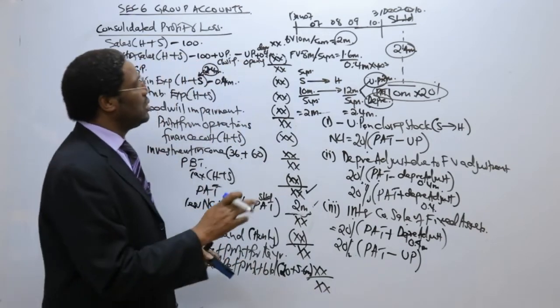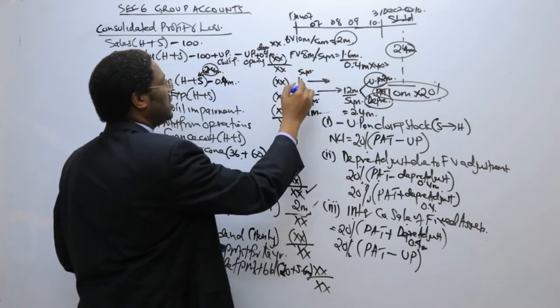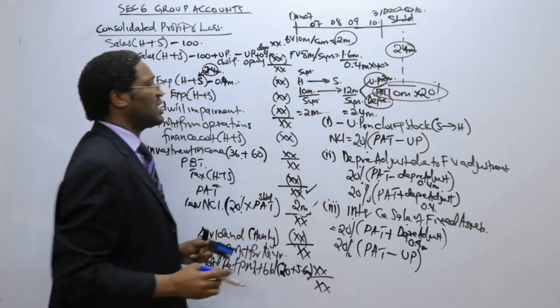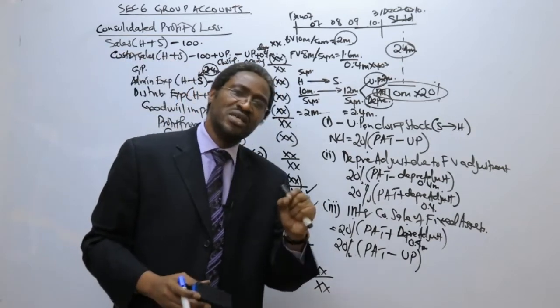Then we have said, what if it is the holding company that sold? If it is the holding company that sold the fixed asset to the subsidiary company, then the subsidiary company was wrongly depreciating.